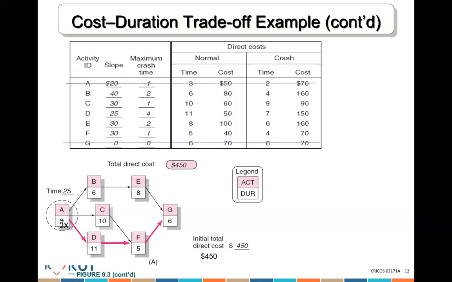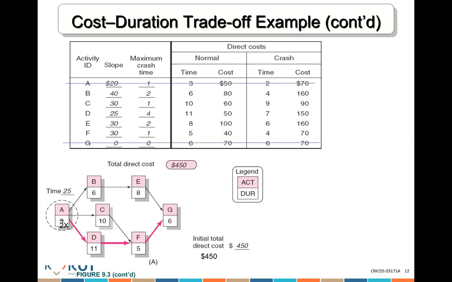Now, if I crash activity A by 1 day, I still have A, B, E, G, A, C, F, G, and A, D, F, G. Could you tell me which one is the longest? After I crash it, A, B, E, G is 22. A, C, F, G becomes 23. And A, D, F, G becomes 24. So which one is my critical path? A, D, F, G. That's correct.